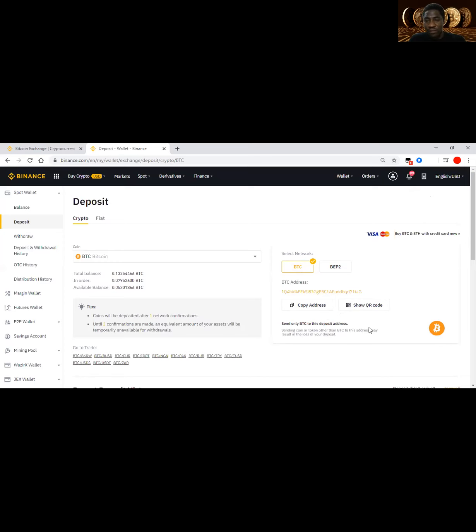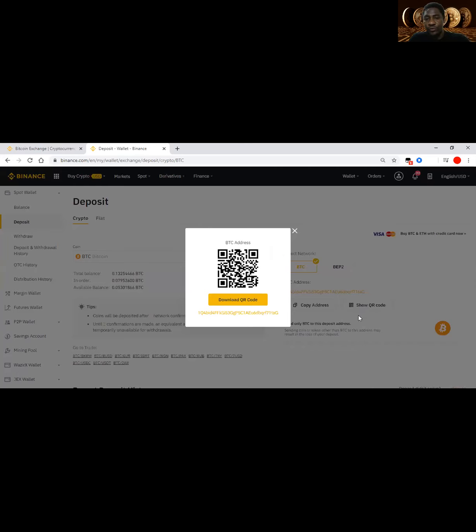Or if the Bitcoin is on the app on your mobile device, you may want to just click on show QR code. This is a QR code. You bring your phone, or whatever device you have your Bitcoin on, and you just come here and scan. Friends, it will go right in.